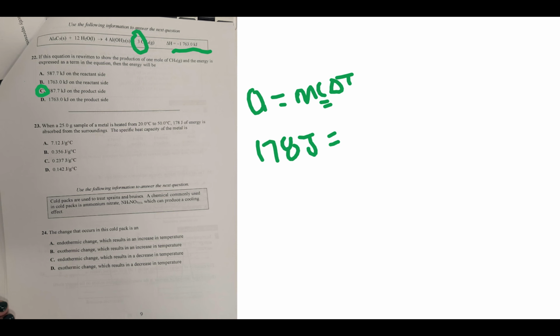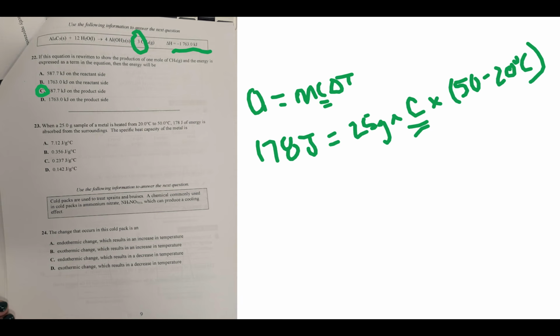Number 23 is another Q equals MC delta T question, but in this one you want to solve for your specific heat capacity. So you were given your energy in joules, you were given the mass in grams, we want C, and you have your temperature change. So we're just isolating C by dividing the other parts over, and you'll see that your answer is also C once again.